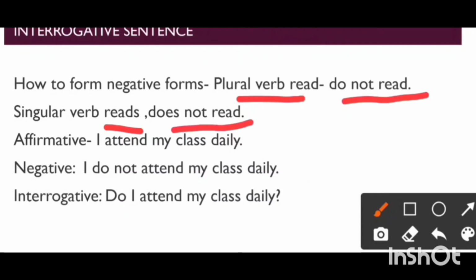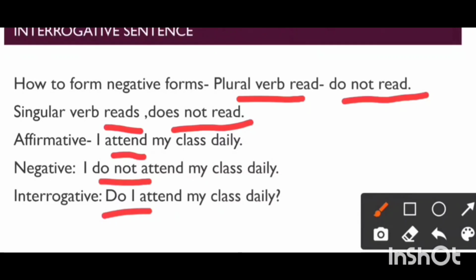Affirmative sentence, I attend my class daily. When the sentence is not negative, this is called affirmative. I do not attend my class daily. This is negative. Do I attend my class daily? This is interrogative. The question. See the structure where we put not. We put not after do or does.